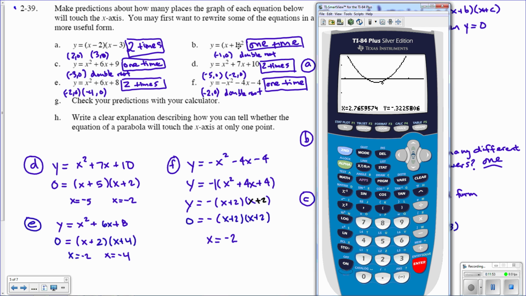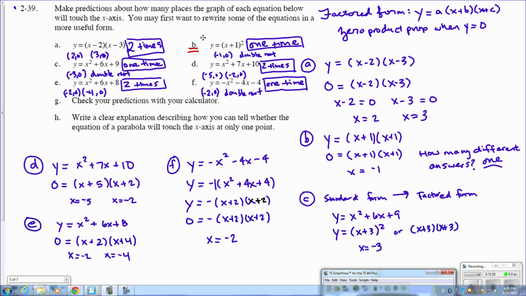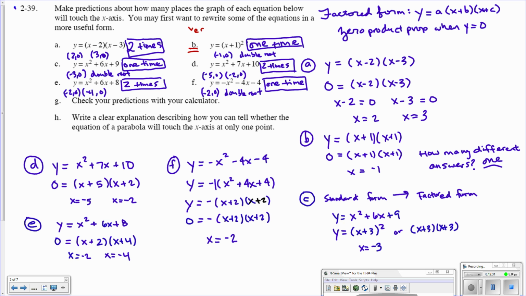This one here, x plus 1 squared, see x plus 1, that quantity squared. Let's do zoom 6 to start out. See, it looks like it's only going to touch one time here, and that's exactly right because this is our vertex. This is what we call a double root. Double root right here. So all these ones here that I'm underlining in red, this is where the vertex is on the x-axis.